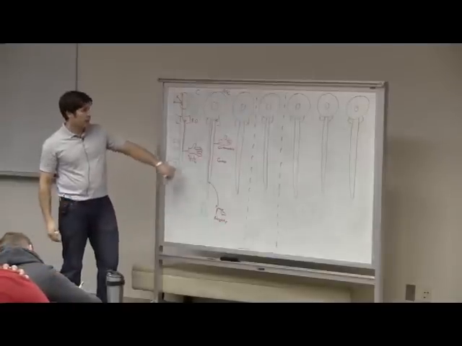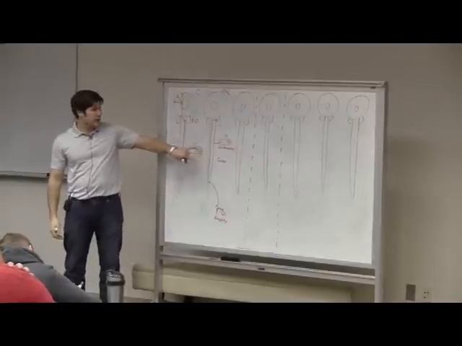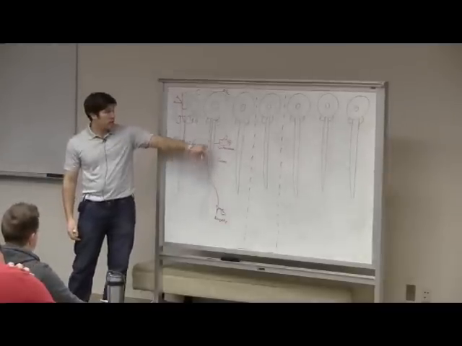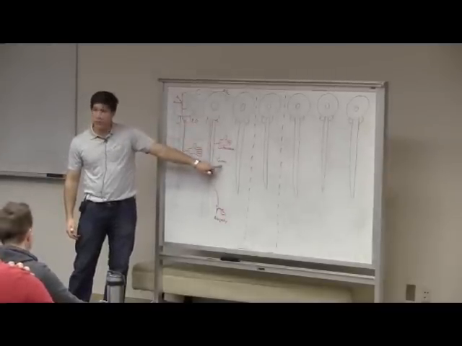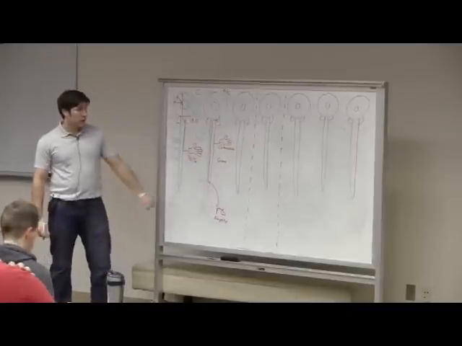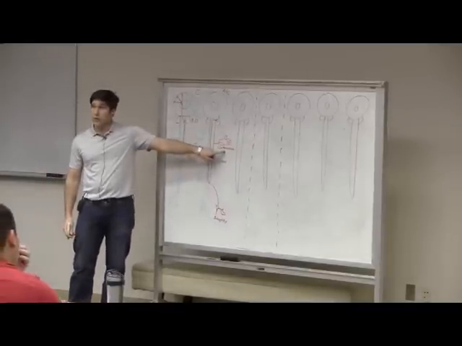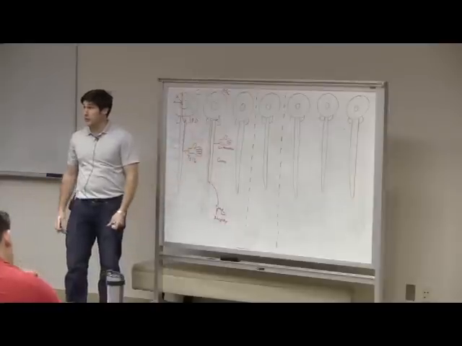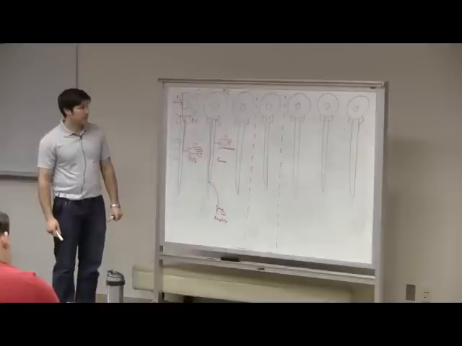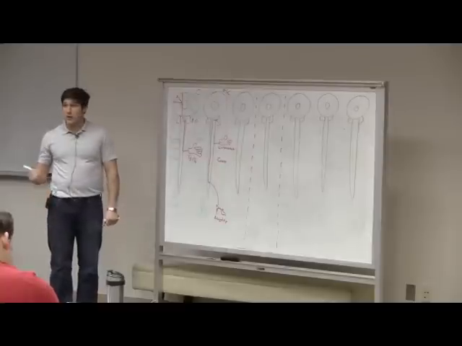So, in summary, posterior spinocerebellar tract, fine motor proprioception to the lower extremity, anterior spinocerebellar tract, gross motor proprioception to the lower extremity, cuneocerebellar tract, motor proprioception to the upper extremity. Okay? Any questions about that one?